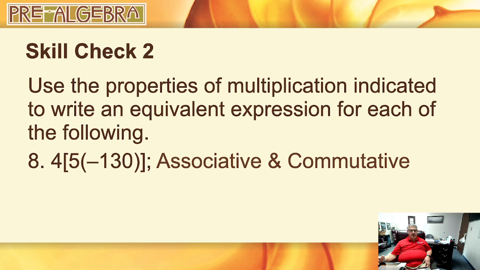One more skill check here that we're going to do. This is 4 times, and you've got a bracket here, 5, and then parentheses times negative 30, close parentheses, close the bracket. So they want us to use both the associative and the commutative properties, okay? So the answers may vary a little bit here, but associative property means I'm going to regroup them, okay? So instead of grouping the 5 and the negative 30 together, we might group together the 5 times 4. And the commutative means they're going to travel.